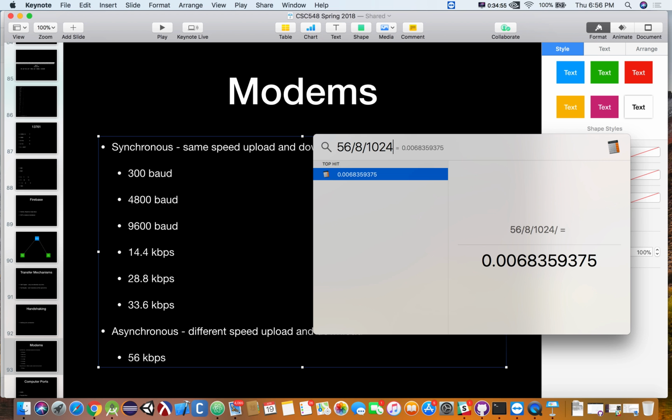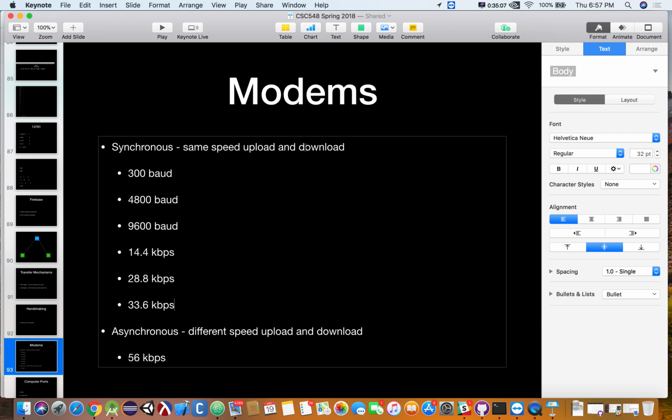Okay, but we're talking synchronous versus asynchronous here, and we want to think about it in the context of our resources inside of our computers talking to each other. We'll get to that in a second. Synchronous is the same speed up and down. Asynchronous is different speed up and down. Now, when you have a 100 megabit per second internet connection at your house, is that synchronous or asynchronous?